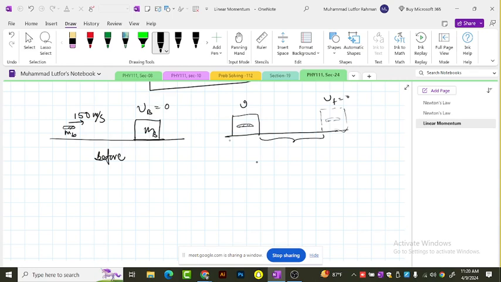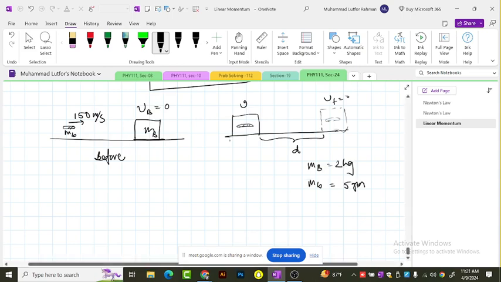Now they give us some information. The mass of that block is 2 kg, the mass of the bullet is 5 gram, and the velocity of the bullet is 150 meter per second. The initial velocity of the block is 0, because it is stationary, and the distance traveled is 270 centimeter.